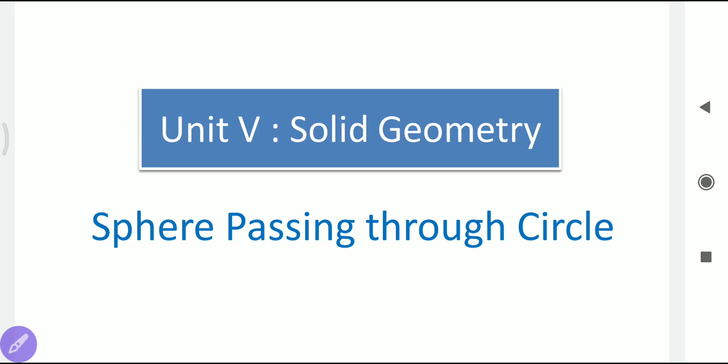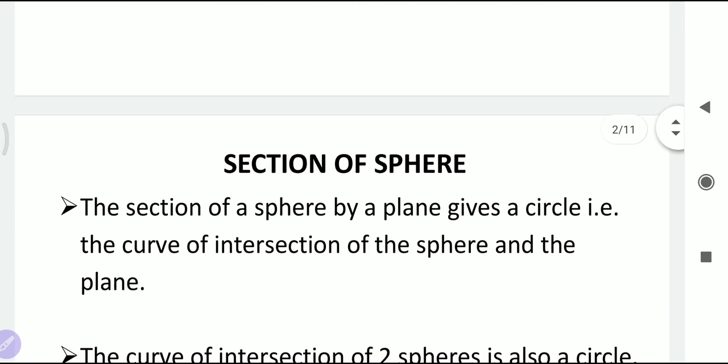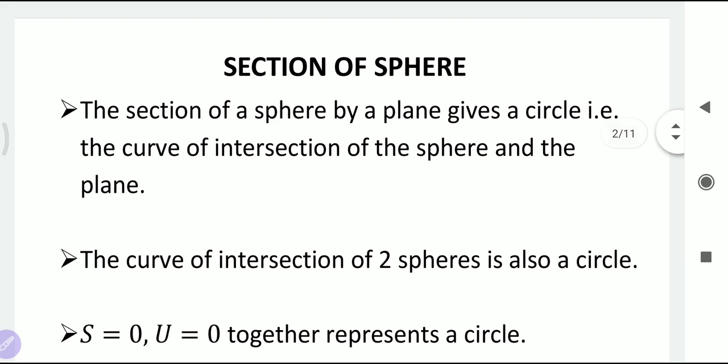Hello friends, today we are going to see the next topic from unit number 5, that is sphere passing through circle. So first of all, we'll see what is the section of a sphere when we cut the sphere by a plane. Section of a sphere by a plane gives you a circle.